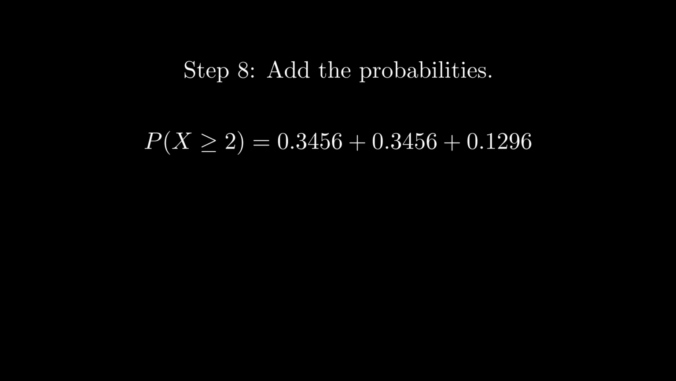Step 8. Add the probabilities. Add the probabilities of 2, 3, and 4 hits: 0.3456 plus 0.3456 plus 0.1296. The total is 0.8208. This result is the total probability of hitting the target at least 2 times, which is our final answer.